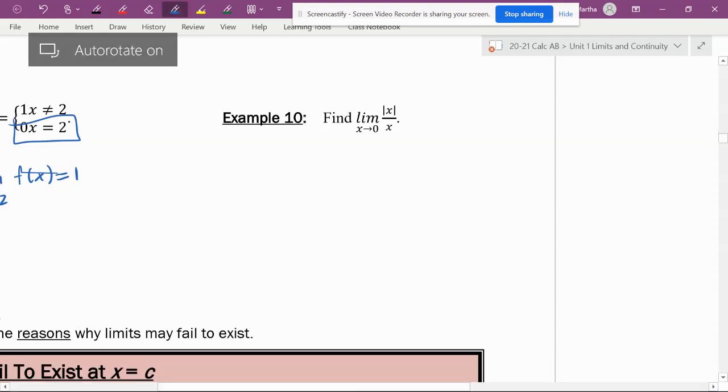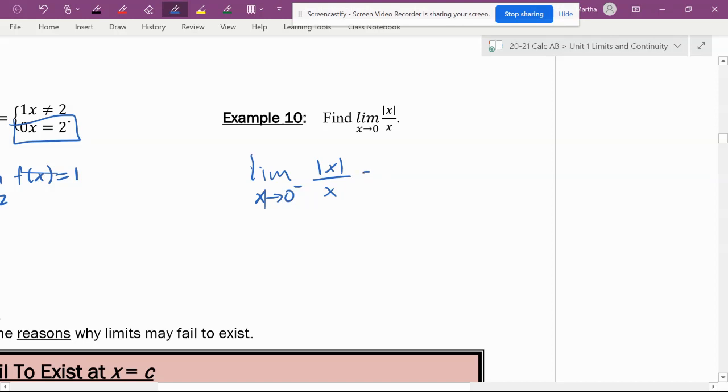So again, you want to make sure you guys write down your justification. So the limit as x approaches 0 from the left of f of x, or the function itself, absolute value of x divided by x, is equal to -1. And the limit as x approaches 0 from the right side of the absolute value of x over x equals +1. So I can say that the limit as x approaches 0 of the absolute value of x over x does not exist.